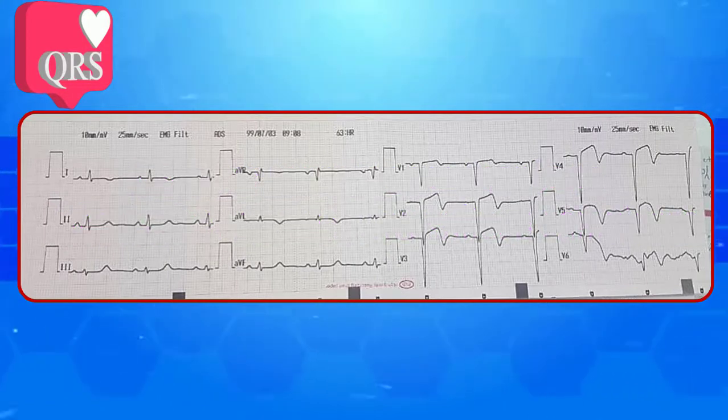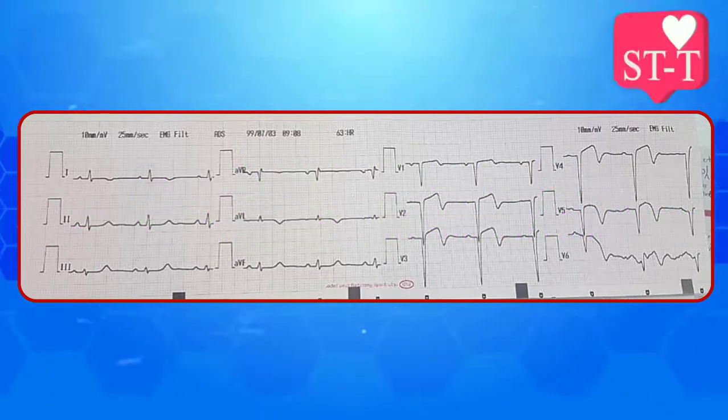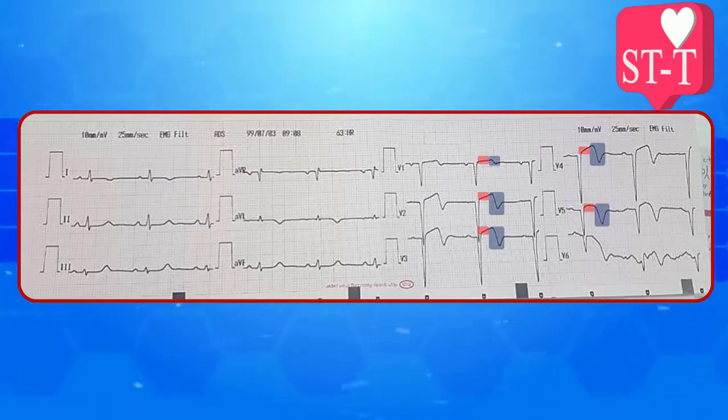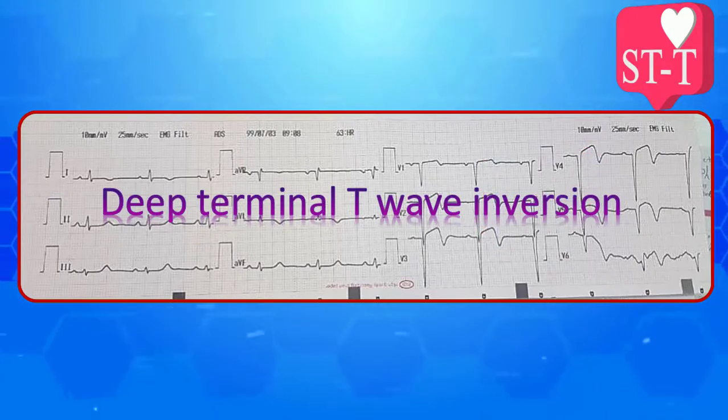Next part is examining STT changes. The most debating section of this tracing is the STT changes. There are prominent ST elevations, with concomitant biphasic T waves in precordial leads. Note that the terminal portion of T waves is deeply inverted. Therefore, we have deep terminal T wave inversion in precordial leads. There is a wide spectrum of differential diagnoses for deep or giant T wave inversion.